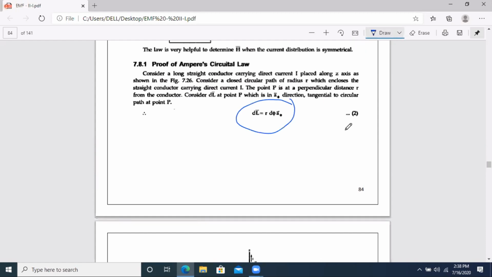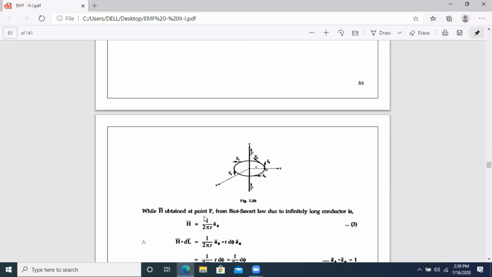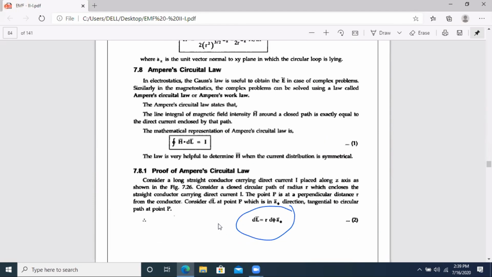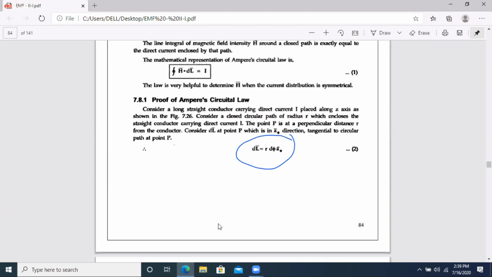Do you see this? Everybody get this? Is the dl along the circle? Yes. Okay. So H, what is H again? The d phi, that means along the circle.